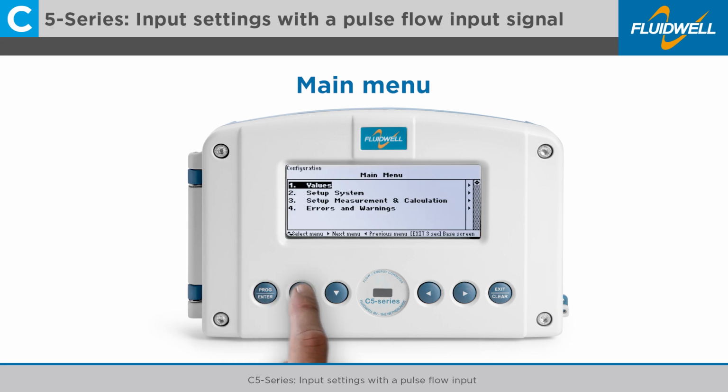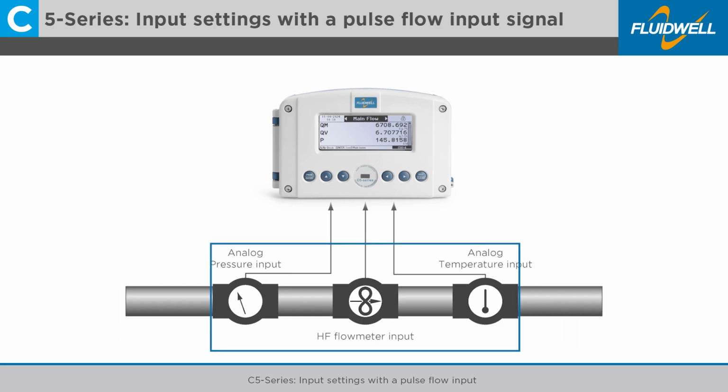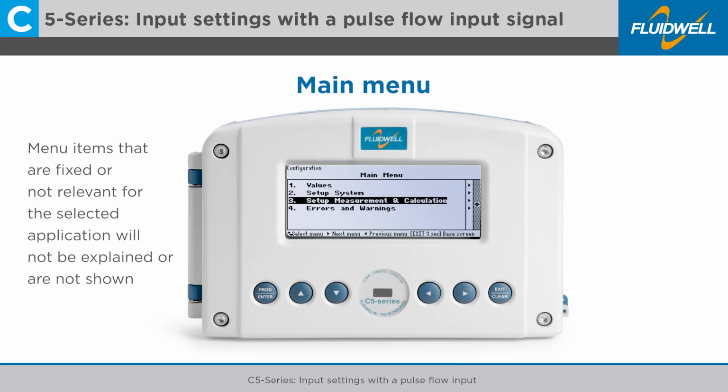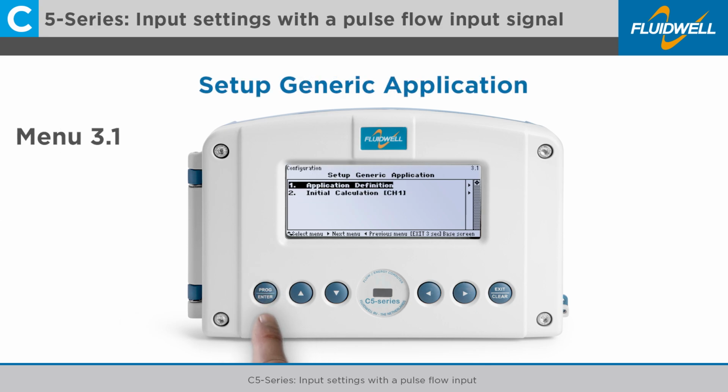We will explain the items in menu 3, Setup, Measurement and Calculation, recording the inputs in a single stream flowmeter application with one pulse flow sensor. Menu items that are fixed or not relevant for the selected application will not be explained or are not shown, so there can be a non-consecutive numbering. Go to menu 3.1 to define the measurement application.